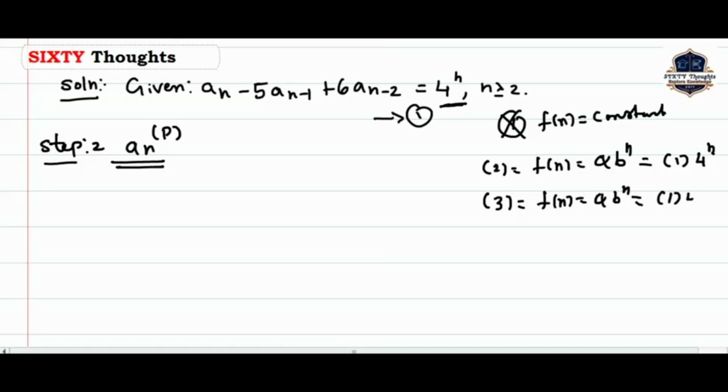That is nothing but 1 into 4 power n. So what is the difference between type 2 and type 3? We need to verify one additional condition. This is the b value. If the b value is not a root of your characteristic equation, then it is called type 2.